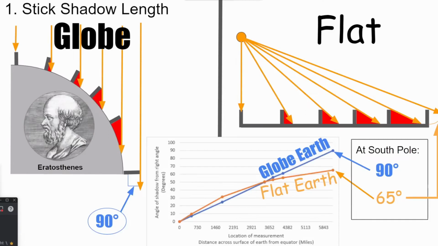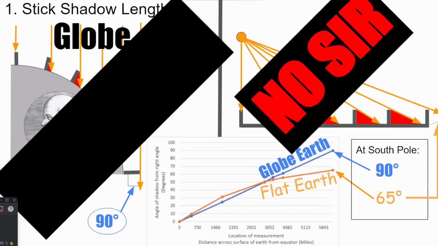But in the flat Earth, it could never be a 90-degree angle. It would never be an infinite shadow, obviously. So the question is, which one do we observe in reality? Of course, the globe is correct. We see these infinite shadows all the time near the poles.